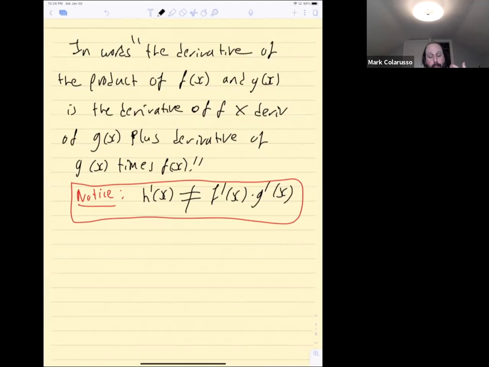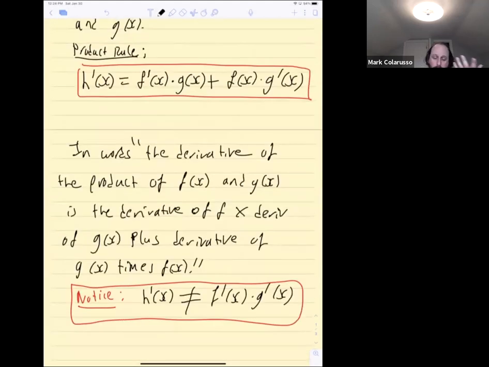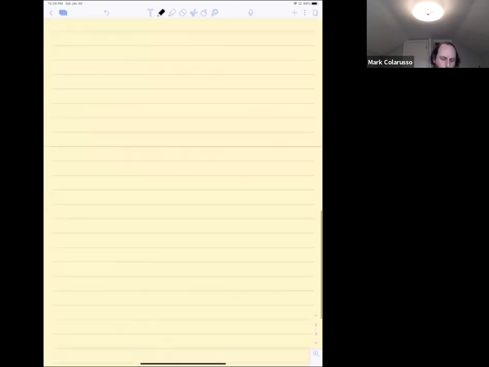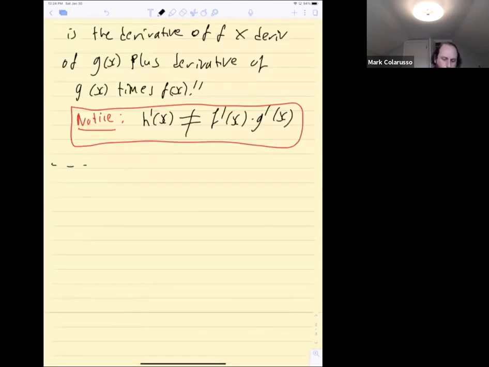So anyways, because this rule is a little more complicated than the previous ones, it takes some getting used to. We'll do a few examples here. I'll be happy to do more from the homework, more in the live meeting when we get together. Okay, so next page here. Examples of the product rule.